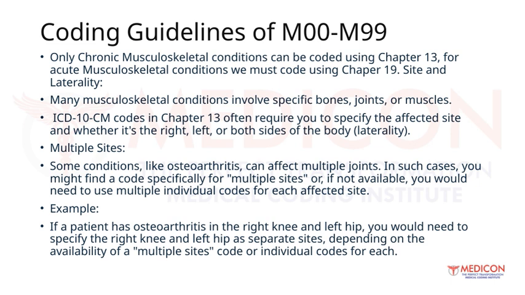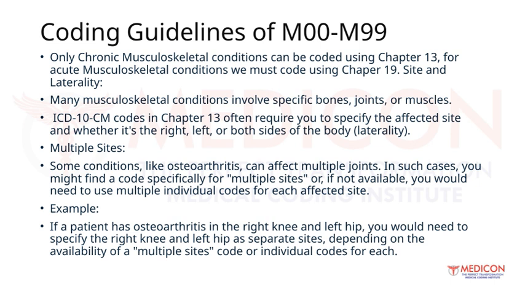Let's also talk about conditions that affect multiple sites. For example, osteoarthritis can involve several joints. In such cases, you'll want to look for a code that specifically mentions multiple sites if it's available. If there's no such code, then you'll need to assign individual codes for each affected site.